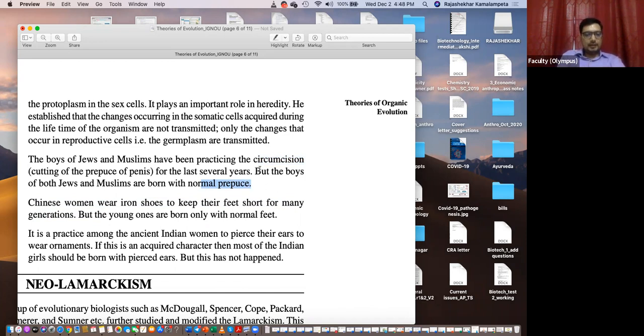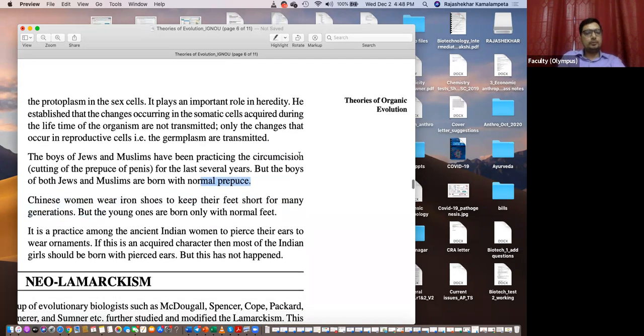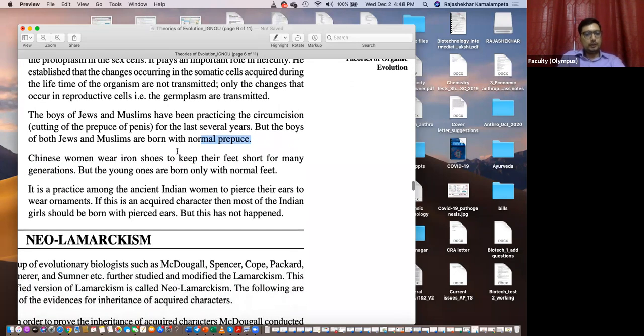Okay, but these are the examples. So you can talk about Weismann's experiment to disprove this theory. You can talk about the Chinese wearing iron shoes, and even India piercing the ears. You pierce the ears, but generation after generation you have to still pierce them because children are not born with these type of holes in their ears, because this is a somatic characteristic. They don't get acquired. They don't get inherited. So this is the concept of Lamarckism.